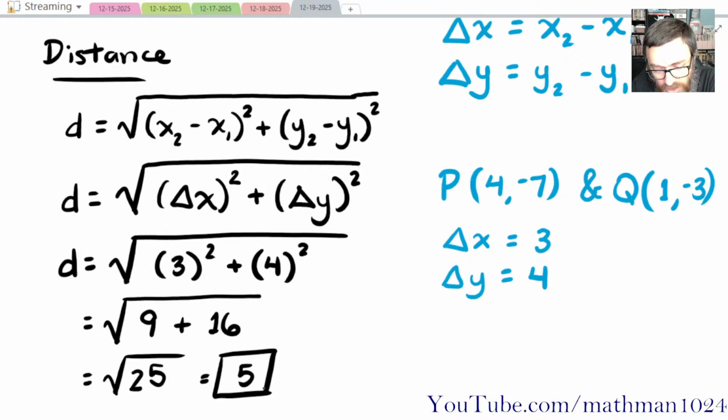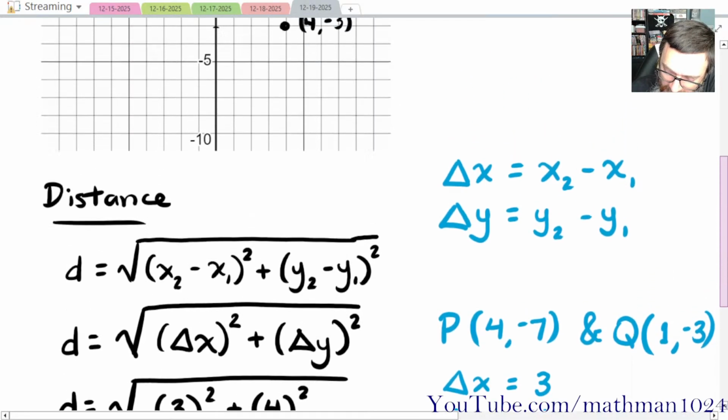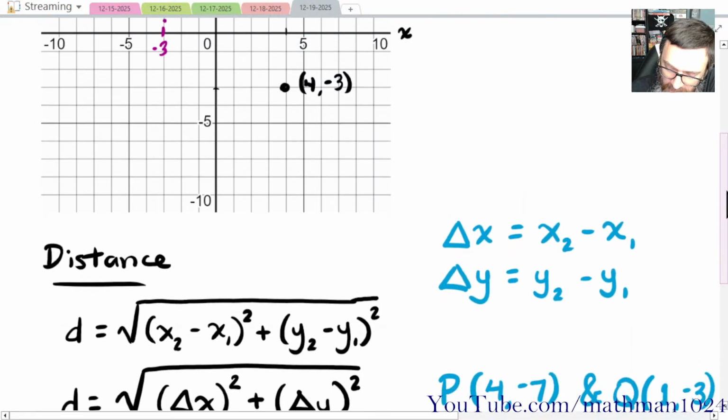Now something you can do that might help you out is to look at a number line, and say, okay, how far apart are 4 and 1? All right, so here's 4, here's 1. How far apart are those? These guys are 3 units apart. If I look at the y's, I'm looking at the distance between -7 and -3, and the distance here is 4. And so that's what I'm thinking about whenever I'm coming up with the change in x and the change in y.